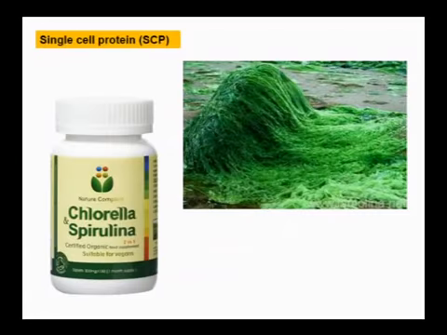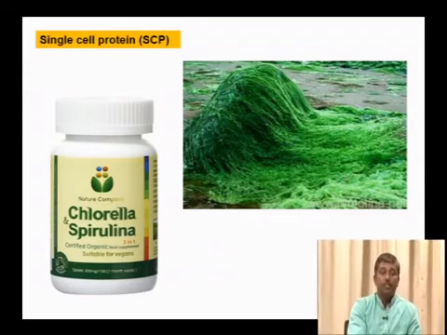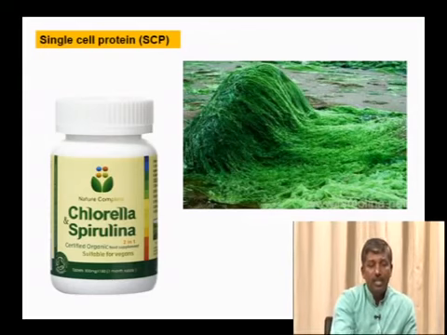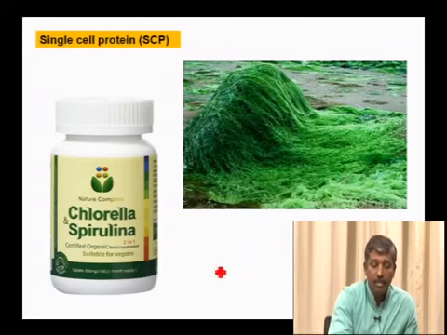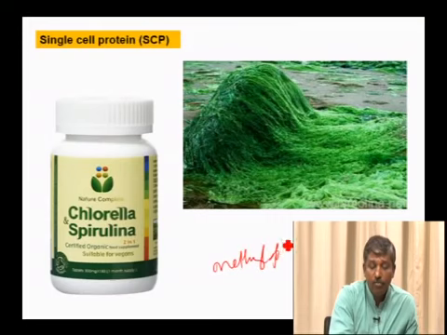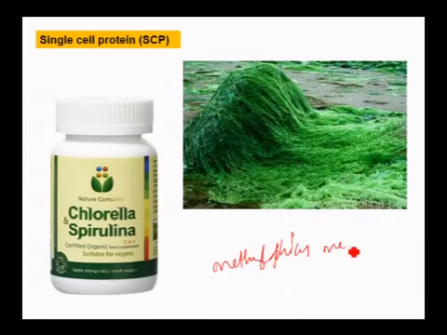hidden hunger. In addition to this, there is single cell protein, a large biomass of protein produced using single-celled organisms like Chlorella, Spirulina, and even certain species of bacteria like Methylophilus methylotrophus. This bacterium is used in the production of protein biomass.